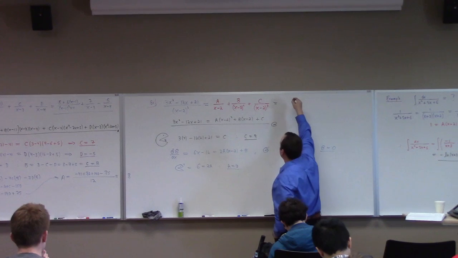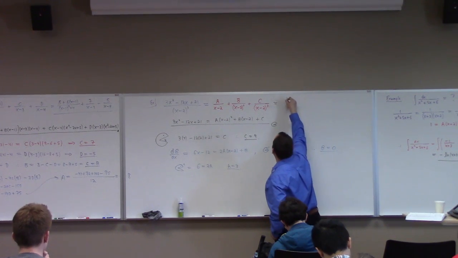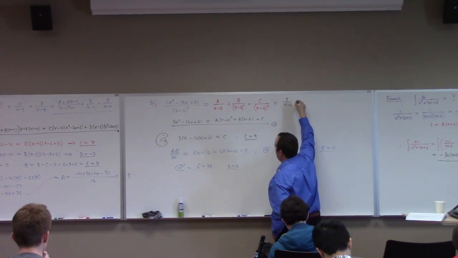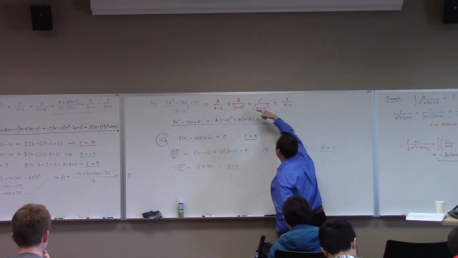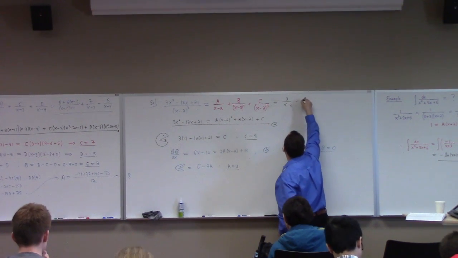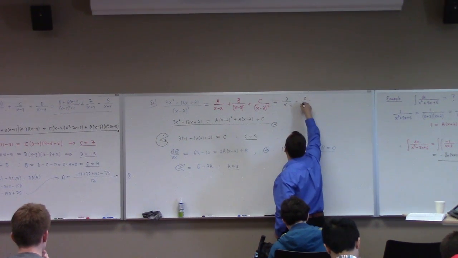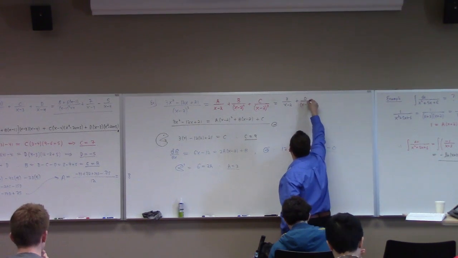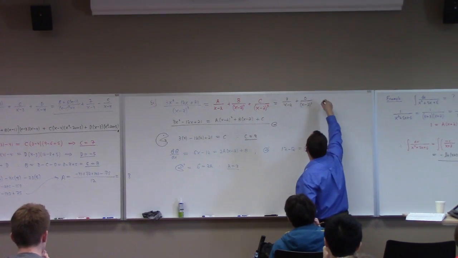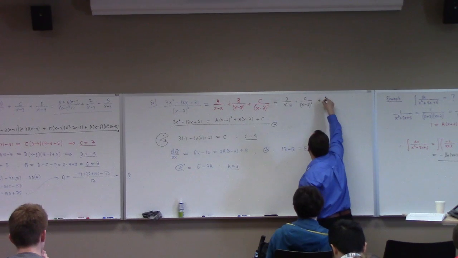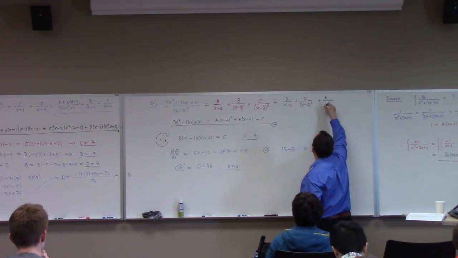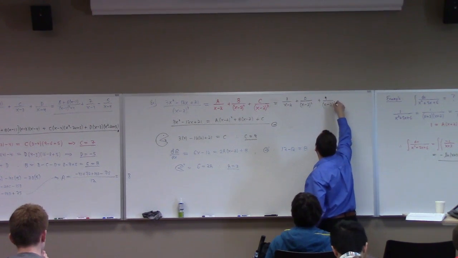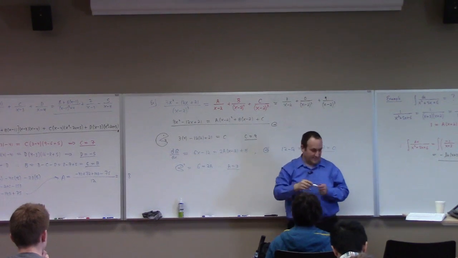And there you have it. So we've got 3 over x minus 2. There's no, plus 0 over x minus 2. I wouldn't usually write this. And then plus 9 over x minus 2 quantity cubed. There you go.